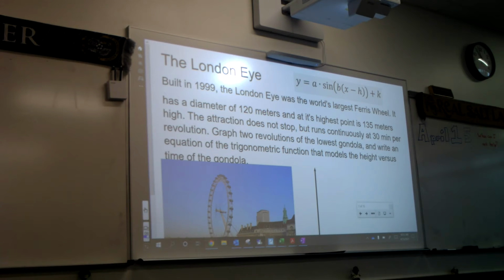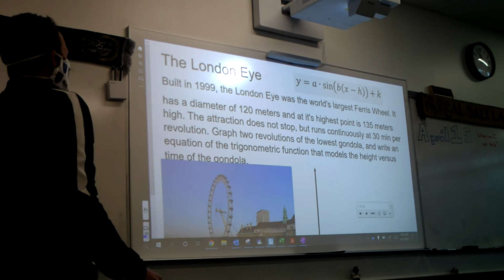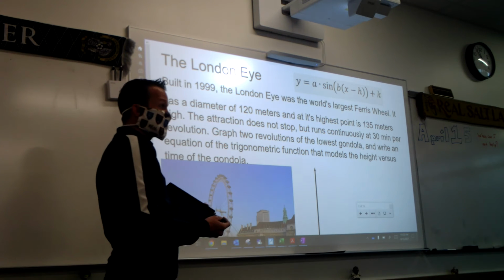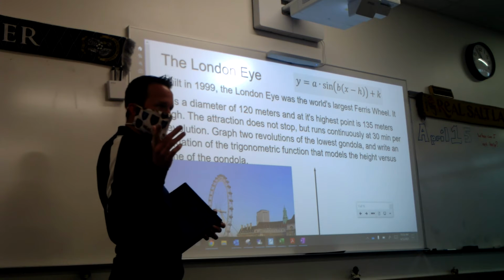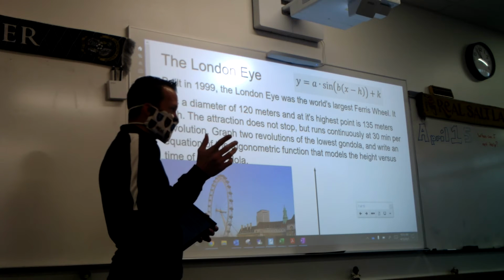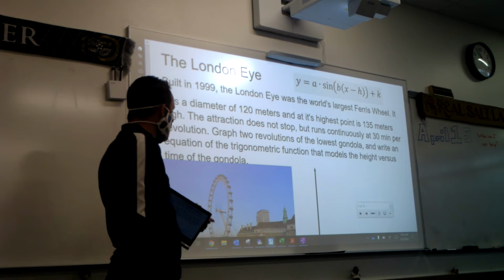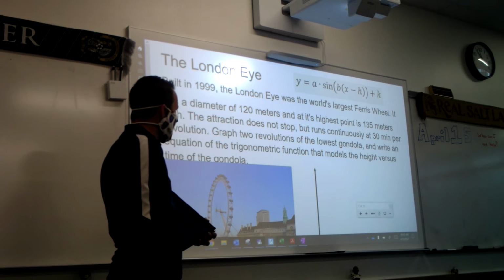With a couple of famous Ferris wheels. We're going to talk about the London Eye. For a time, this was the world's tallest Ferris wheel. Has anyone here been to London? No. That would have been cool. If you ever go, make sure you go on this. It gives you a great view.